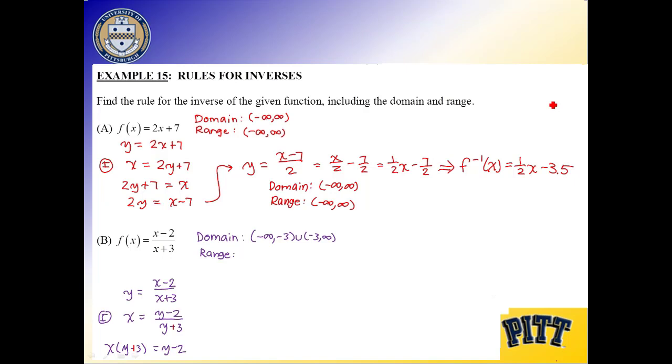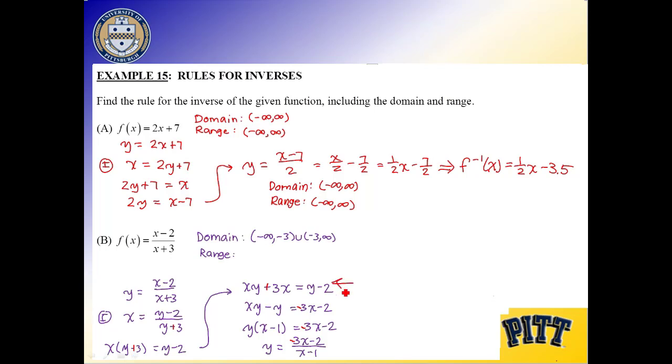I want to take steps to get y alone on one side of the equation only. So I multiply both sides, because having a y in the denominator is going to cause its own problems. So I multiply both sides by y plus 3. I distribute the x. So I get xy plus 3x equals y minus 2. Now what I do is I get all my y's on one side and anything that doesn't have a y on the other side. So if you look here, I go from this step to this one to the next one. I subtracted y from both sides. I also subtracted 3x from both sides.